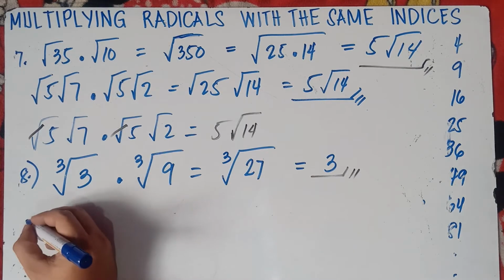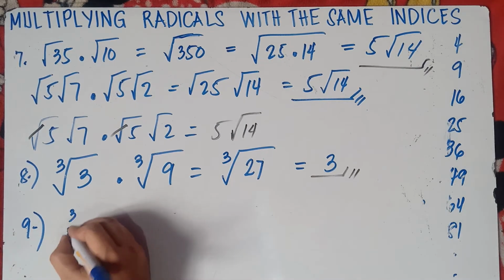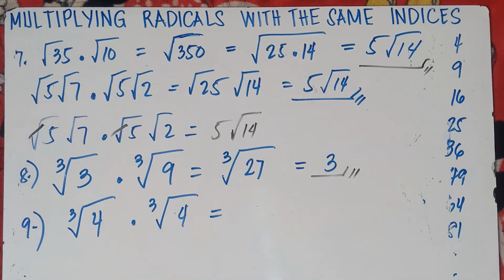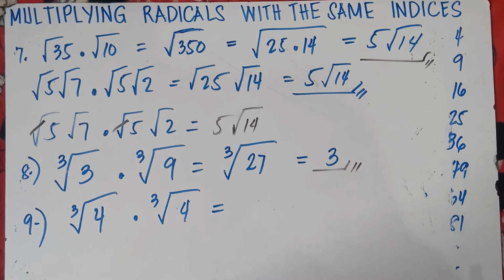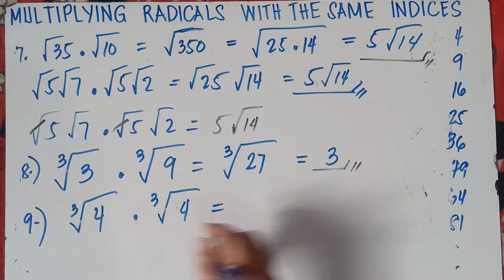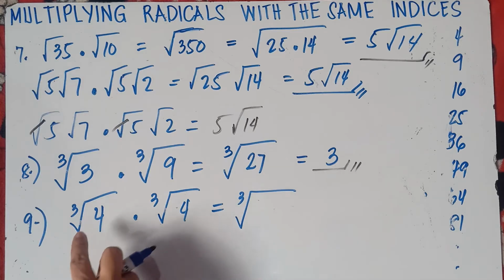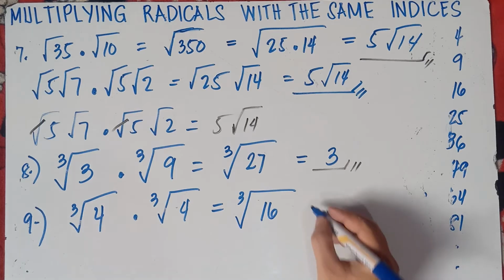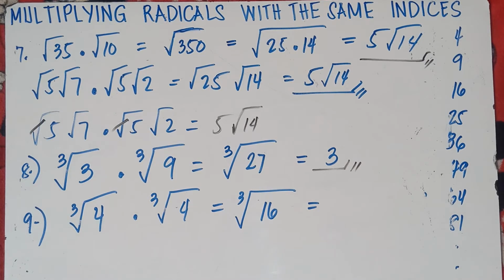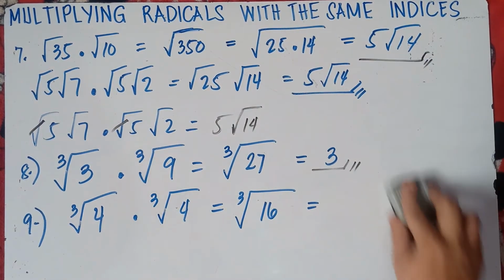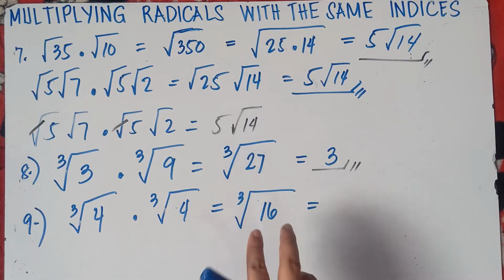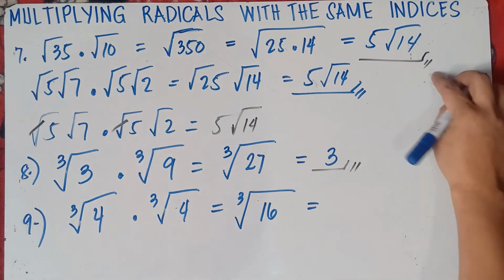Let's have number 9. So the cube root of 4 times the cube root of 4. So the cube root of 4 multiplied by the cube root of 4. So copy the index, copy cube root. So this will be the cube root of 4 times 4, that is 16. The cube root of 16. So can we simplify the cube root of 16? Yep, we can simplify the cube root of 16. You find two numbers that when you multiply the two numbers, you will get 16. One number is a perfect cube, the other is not. Okay, so what are those perfect cubes?